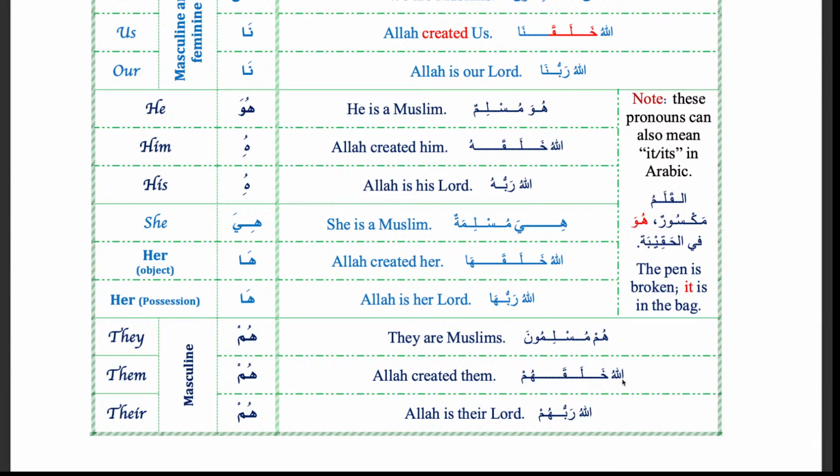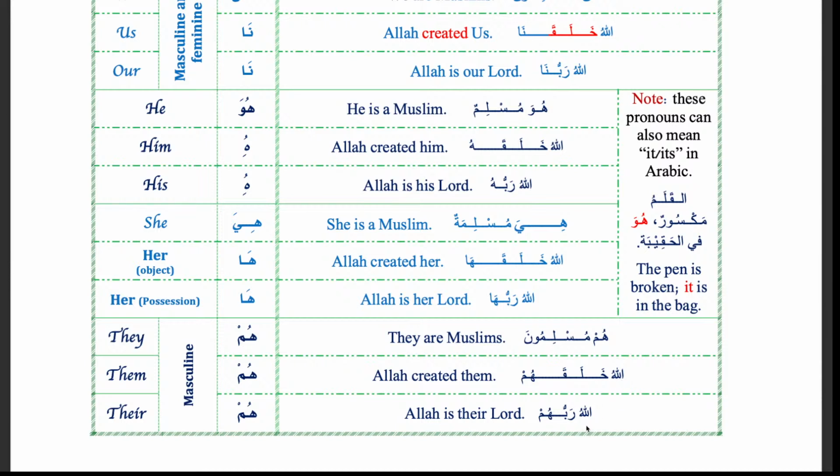So you want to say Allah created them, referring to a group of anything feminine. It can be you referring to people, animals, anything. You're going to say Allahu khalaqa hunna. Allah created them.